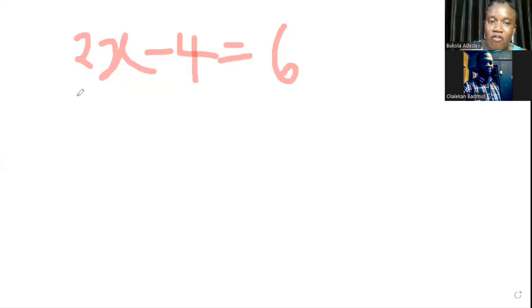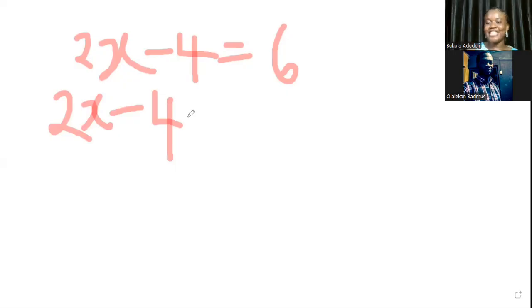So, don't forget we said whatever you do to the left-hand side, you do to the right-hand side. We have minus 4, right? So we have 2x minus 4. Now, what are we going to do? Don't forget I said when you have addition, you subtract, but now we have subtraction. So what do we do? We add. So we say plus 4.